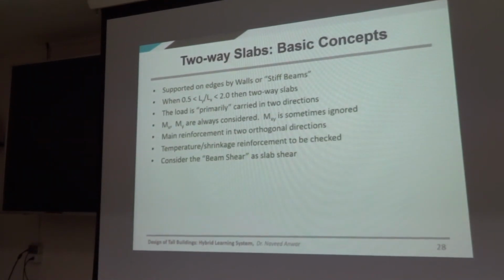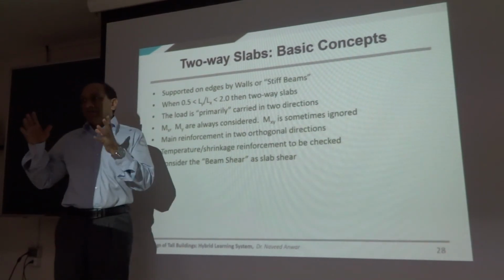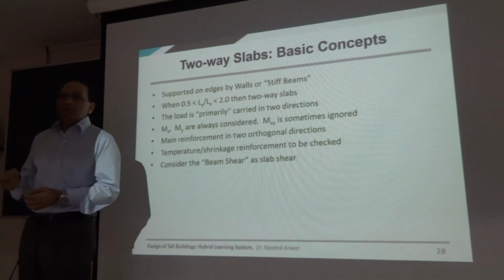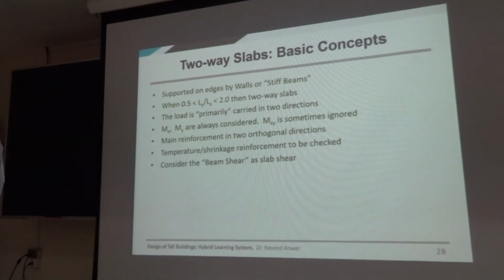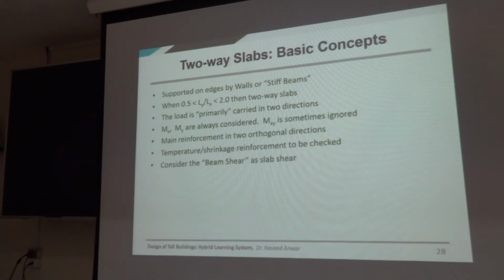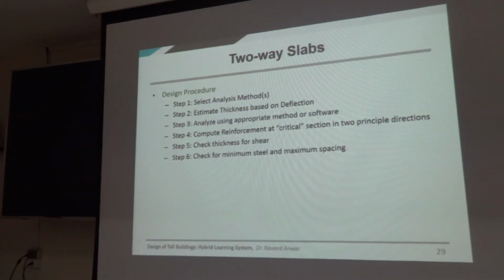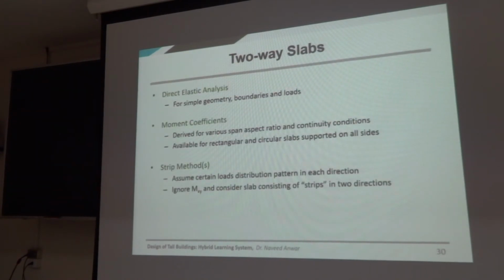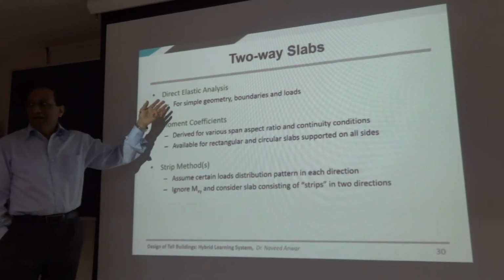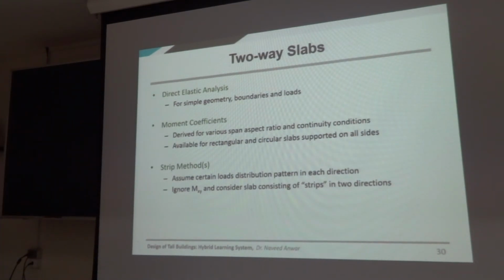Two-way slabs. Two-way slabs supported on big beams or walls. Big beams means stiffness of the beam is greater than 5 times stiffness of the slab. Right? In that case, we can use this approach. Step 1, step 2, step 3 is almost the same. We have many ways to do the direct design method, moment coefficient method, strip method. We used to study that a lot when we were in class because we needed to study them. There was no other way.